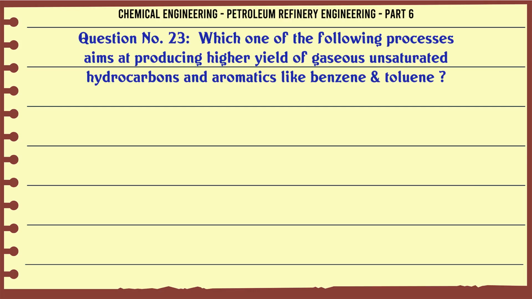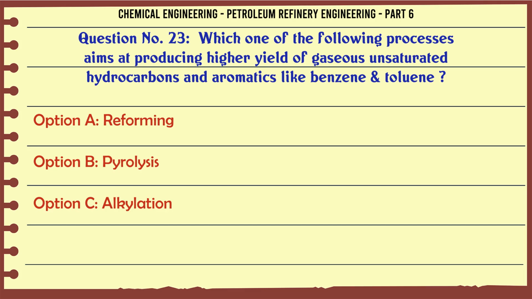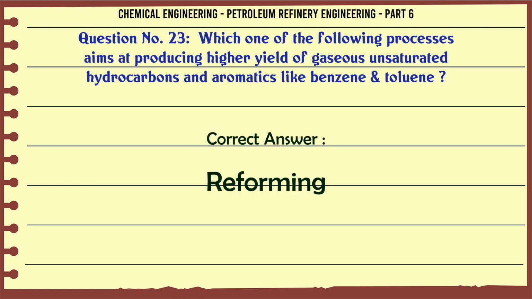Which one of the following processes aims at producing higher yield of gaseous unsaturated hydrocarbons and aromatics like benzene, toluene? A. Reforming. B. Pyrolysis. C. Alkylation. D. Hydrocracking. The correct answer is reforming.